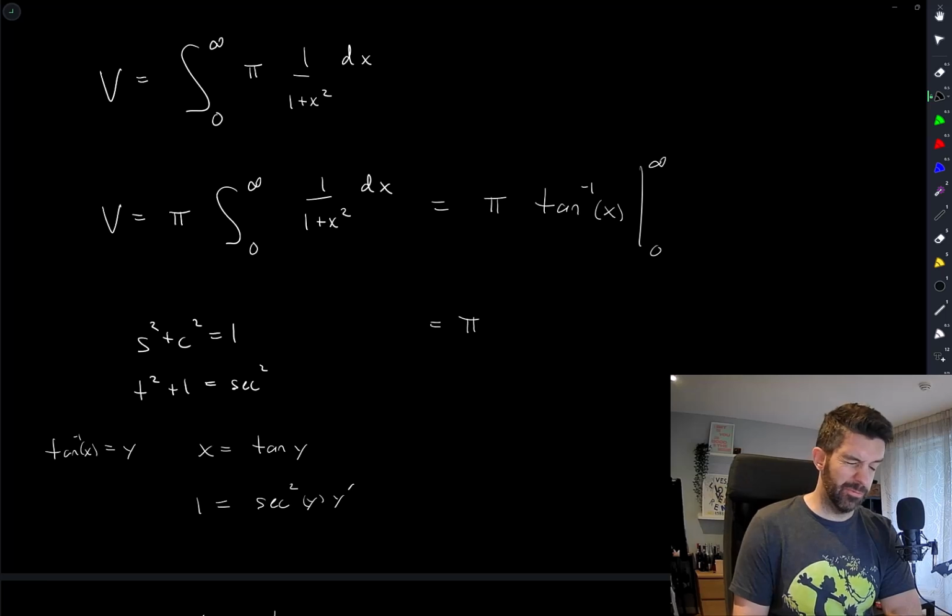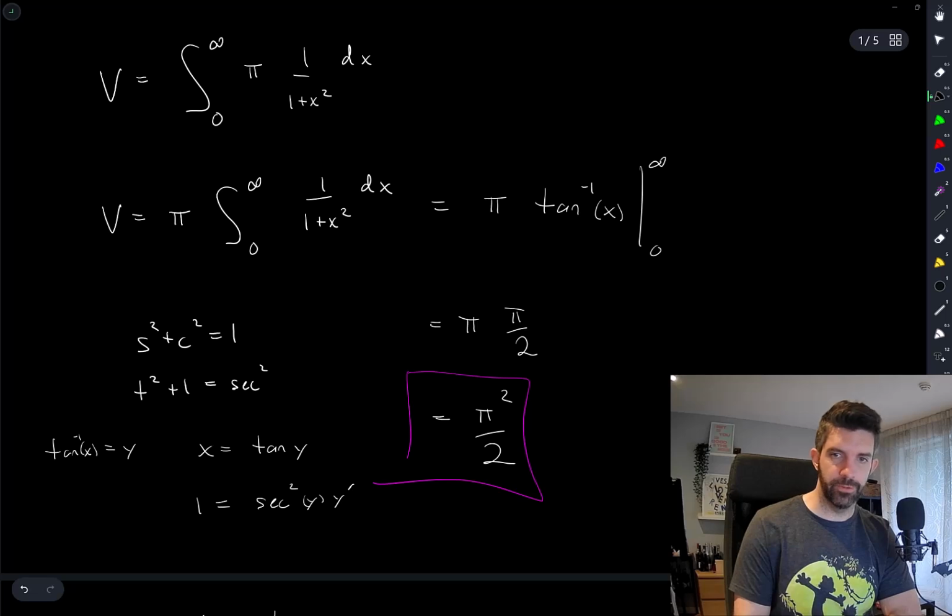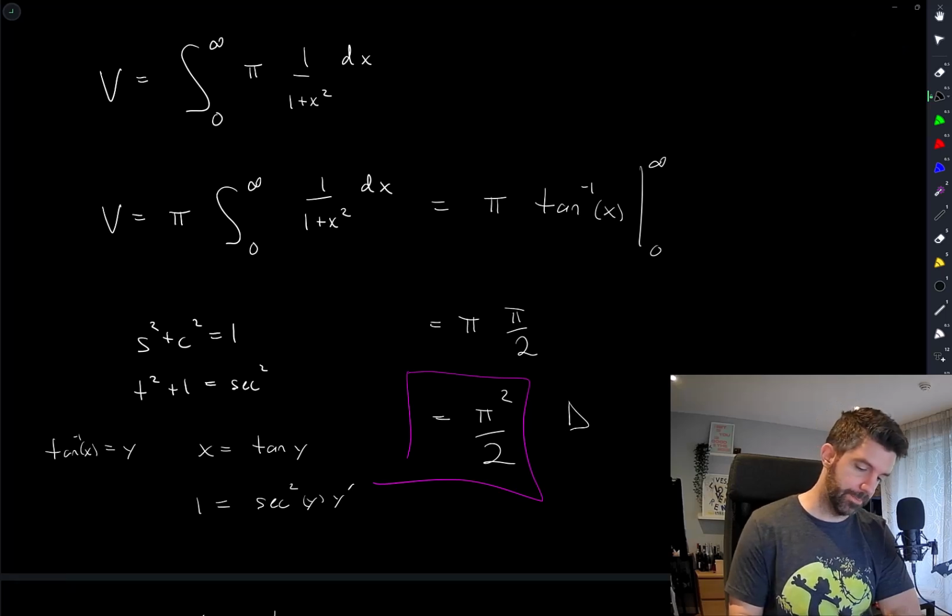Tan inverse of infinity is pi over 2, and tan inverse of 0 is 0. So I get pi squared over 2 as the volume. And let's make sure that this is one of the options that's given. It is. This is option D.